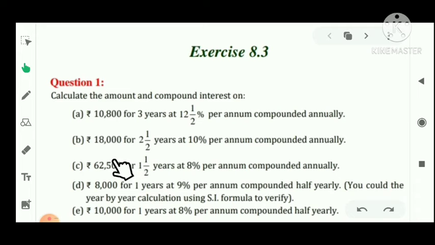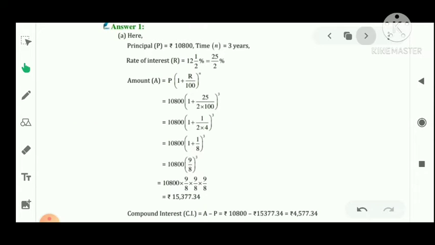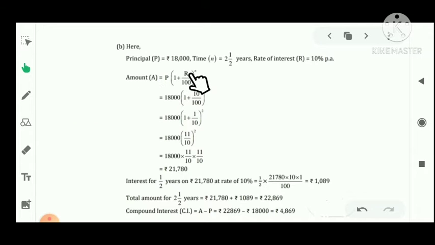Now students, let's see the B part of this question. In the B part, the value is rupees 18,000 for 2 whole 1 upon 2 years at 10% per annum compounded annually. Let's see the solution. You can see P's value is 18,000, n's value is 2 whole 1 upon 2, and R's value is 10%. Here the principal's value is 18,000, time is 2 whole 1 upon 2 years, and rate is 10%. It is already given in the B part.